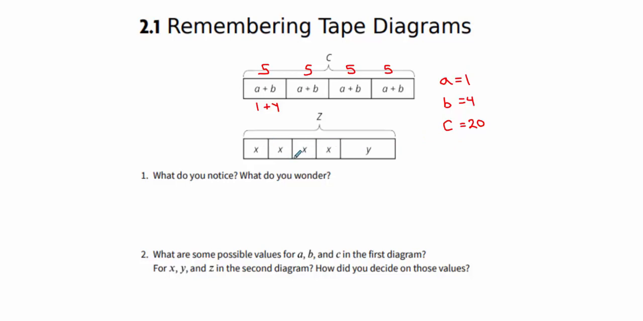Let's look at the second diagram. Let's make X equal to 2 and Y equal to 1, and let's see what Z would be equal to. If X is equal to 2, that would be 2, 2, 2, and 2. And if Y is equal to 1, that would be 2, 4, 6, 8, and 1. Z would be equal to 9.